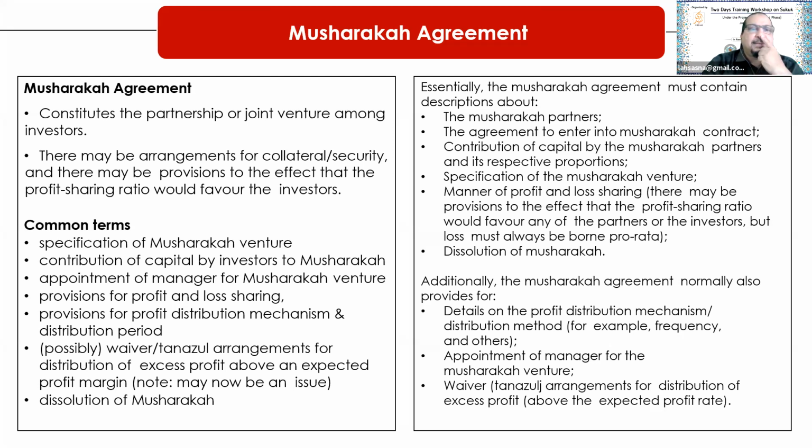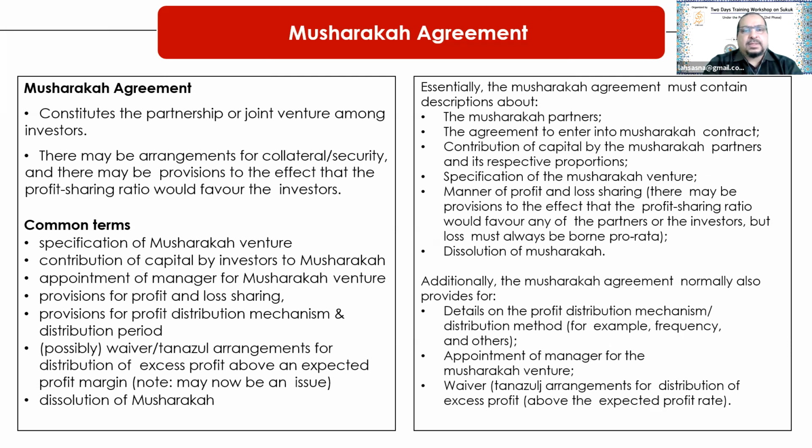Now, some of the common terms: specification of the musharaka, checking what kind of musharaka, what kind of business venture, contribution of the capital by the investor, how much by the issuer, appointment of the manager. And in practice, the manager of the musharaka is always the issuer, not a third party. Similarly, the lessee of the sukuk ijara is always the issuer. So this is in practice, but it could be a third party. But I'm talking about the practice. Practice has no issue with Sharia.